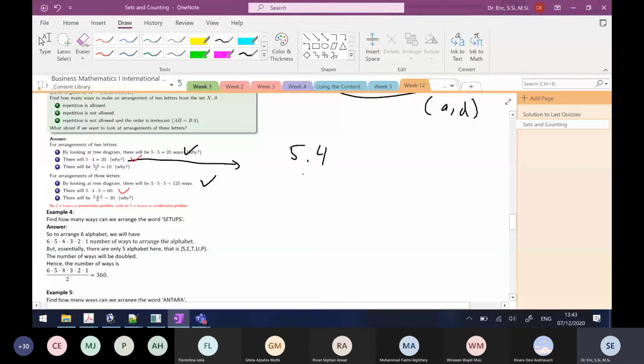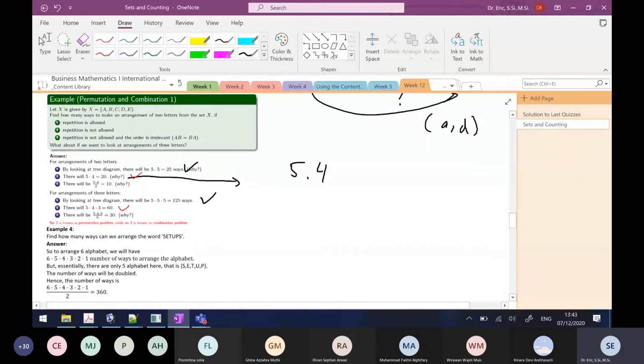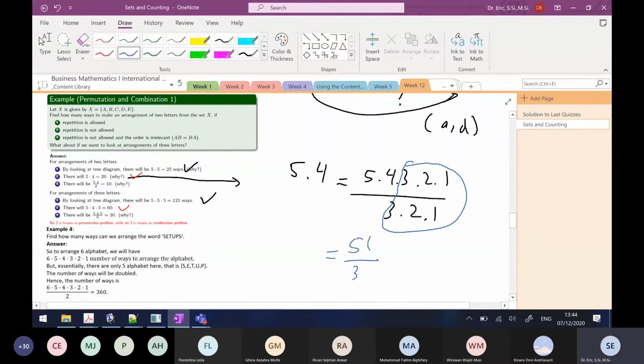Now, 5 times 4: you want to choose 2 letters out of 5. This is the same as 5 times 4 times 3 times 2 times 1 divided by 3 times 2 times 1, because this cancels out. So you have 5 times 4, which is just 5 factorial divided by 3 factorial. This is what we usually call permutation 2 out of 5: 5 factorial divided by 5 minus 2, that is 3 factorial. This is what we usually say is permutation.